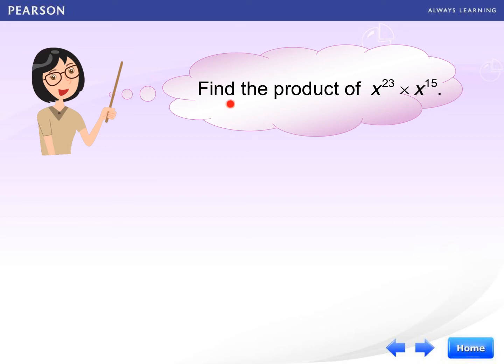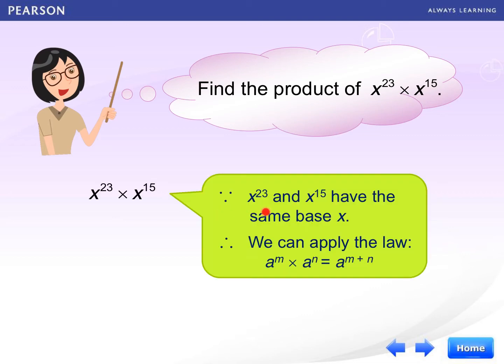Look at this example for finding the product of x to the power 23 and x to the power 15. Since x to the power 23 and x to the power 15 have the same base, x here, we can apply the law a to the power m times a to the power n equals a to the power m plus n. So it equals x to the power 23 plus 15, which is x to the power 38.